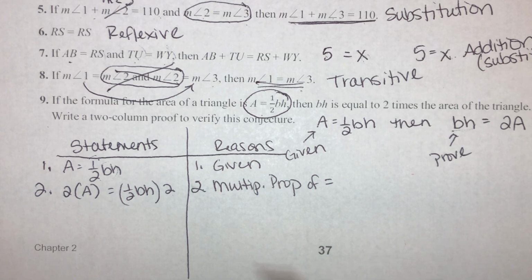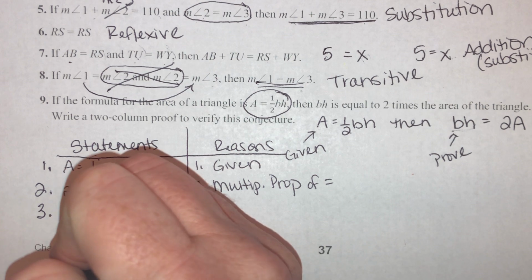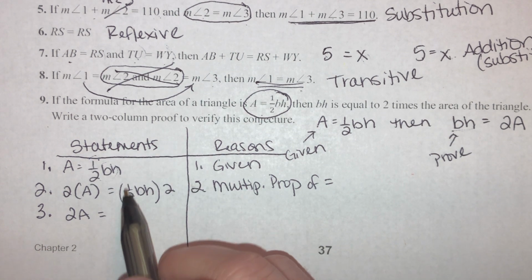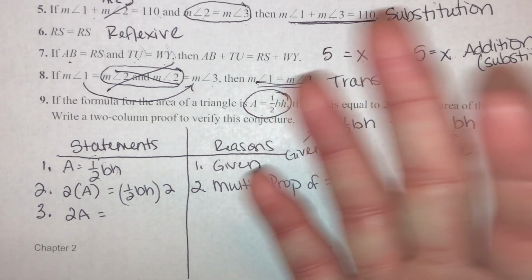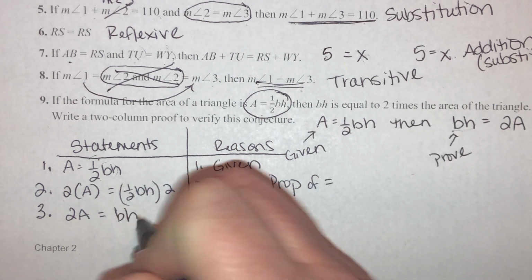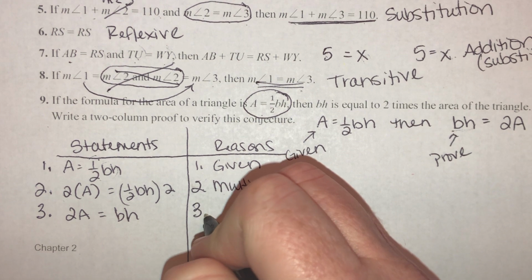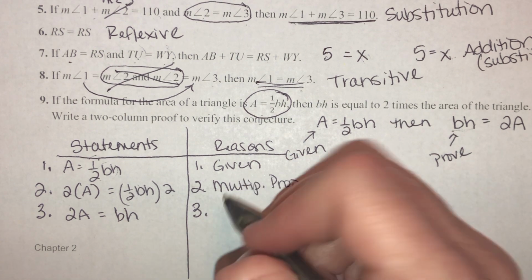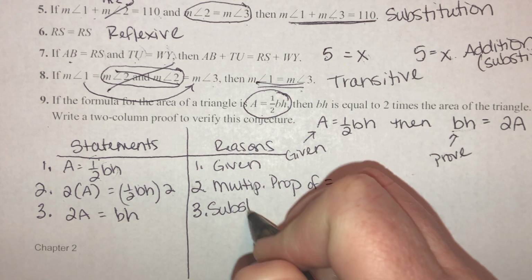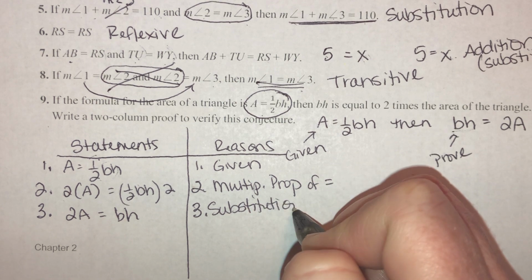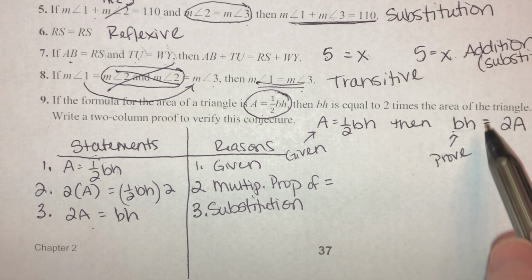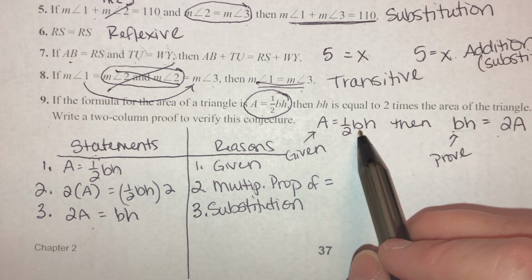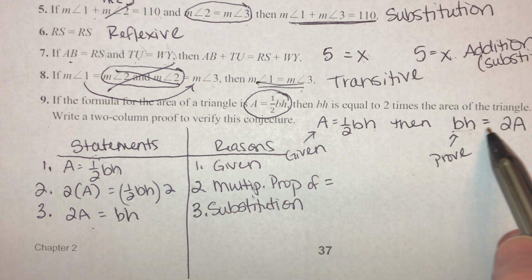Okay, now I actually have to multiply in step 3. I'm just going to simplify. That I have 2A equals, and then 1/2 times 2 is just 2 over 2, which is 1, which goes away, and I'm just left with BH. And my reason there is all I did was simplify, so that's substitution. And I have to stop whenever I get to my proof. Is this my proof? Am I trying to prove? Yeah, that's what it told me to prove, right? If A equals 1/2 BH, then BH equals 2A.